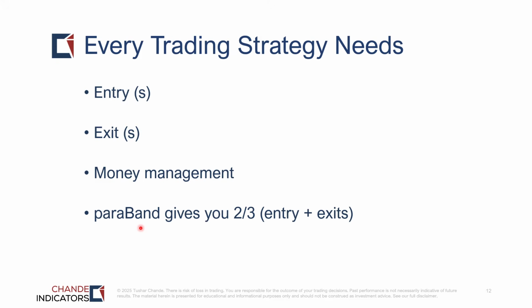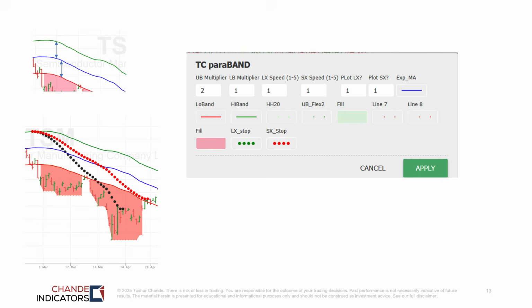And the paraband gives you at least 2 out of the 3. That is, it gives you an entry concept and an exit concept that you can integrate into your trading system. So here we dive into the details of the paraband indicator. These are the various values you can set.